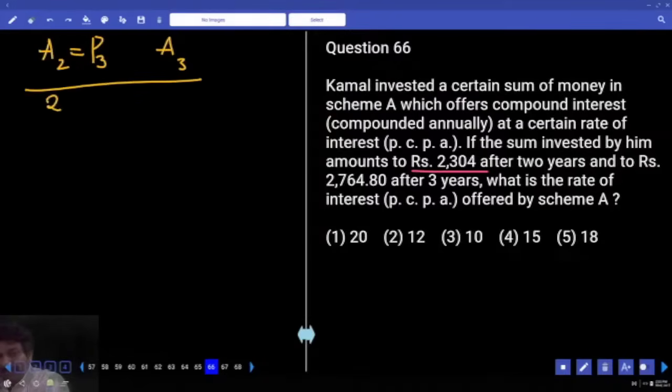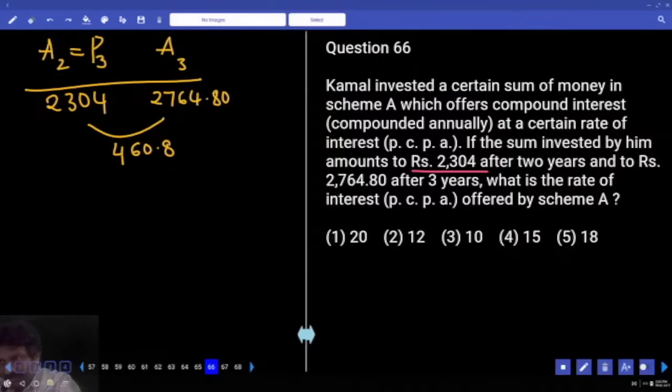Now amount after 2 years is 2304. After 3 years it is 2764.80. The difference is interest for 1 year only. Let's identify the difference: 460.80. Understood? This we have to calculate in terms of percentage. What is 10%? 230.40, so 20%. So rate of interest is 20% only.